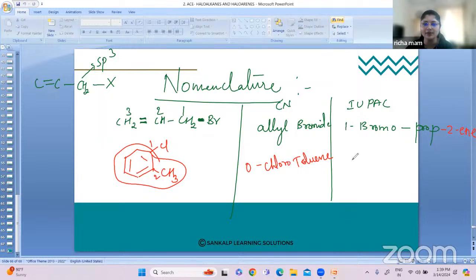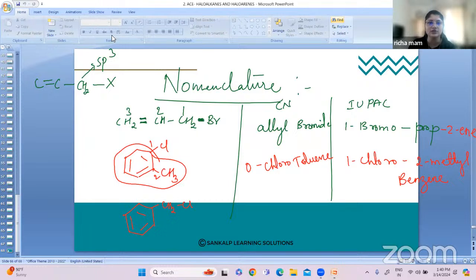Now the IUPAC name. Yes, the IUPAC name is 1-chloro-2-methylbenzene. Okay, so this is the IUPAC name. Next compound.